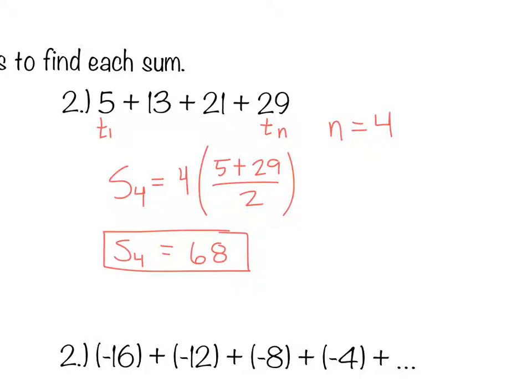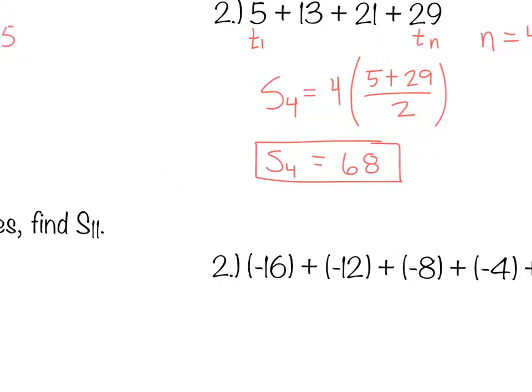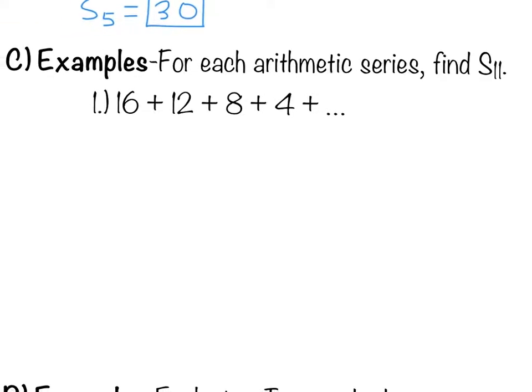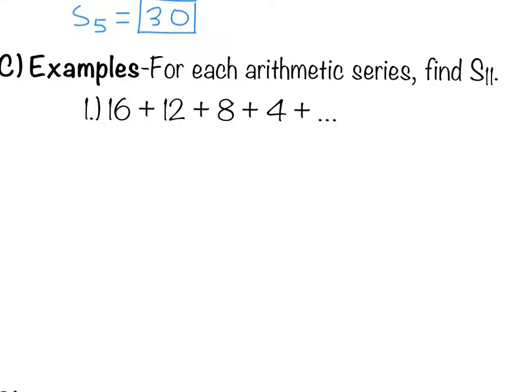So pretty basic. So here's where, as we go here, things start to get a little bit more difficult. What happens if you don't have everything? In the previous problems, we had everything. We had the first term, we had the last term, we had the total number of terms, and so we were able to just plug everything in.